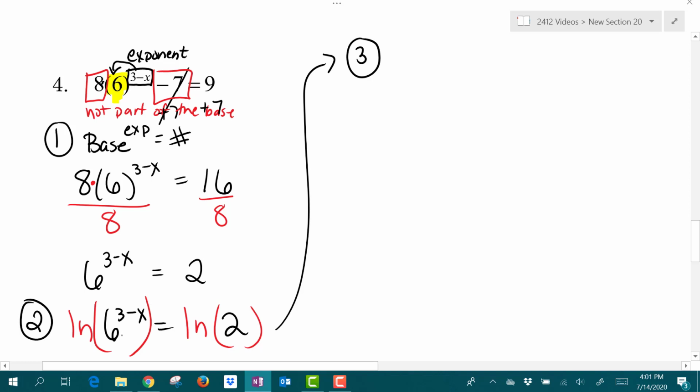All right, and here we're going to use the power rule. We're going to bring the 3 minus x to be multiplied out front of that log. Once again, we're going to put that into parentheses to make sure that it gets multiplied correctly and we're algebraically correct.